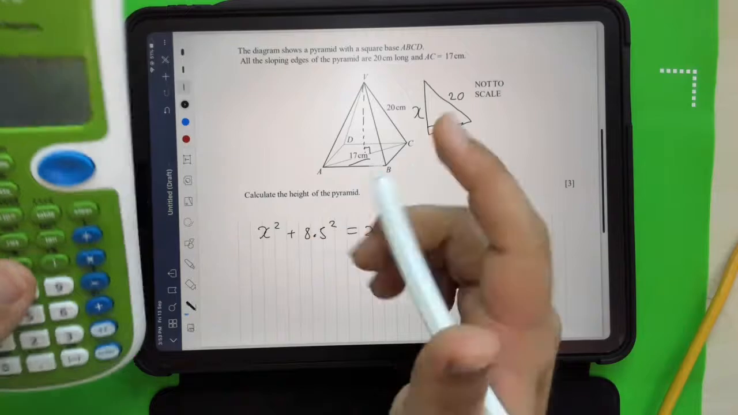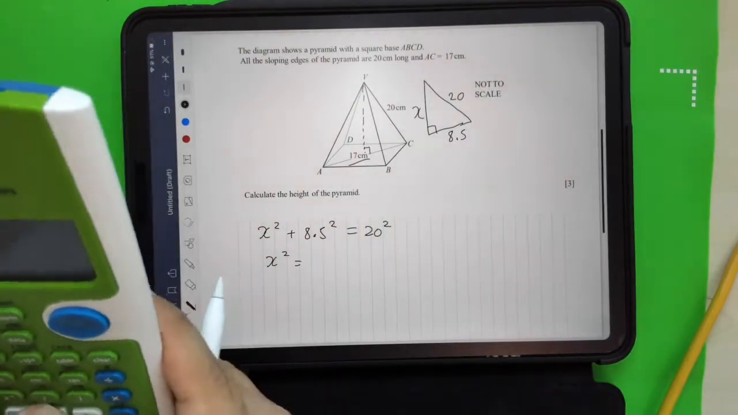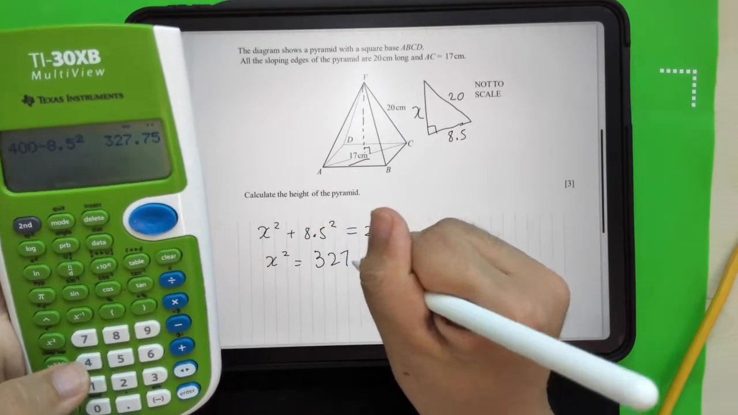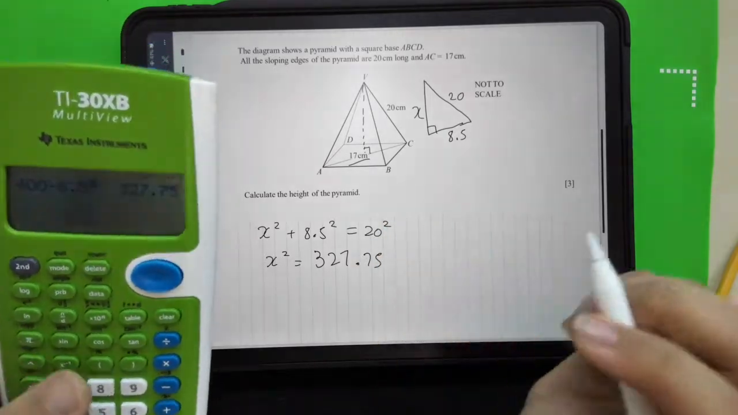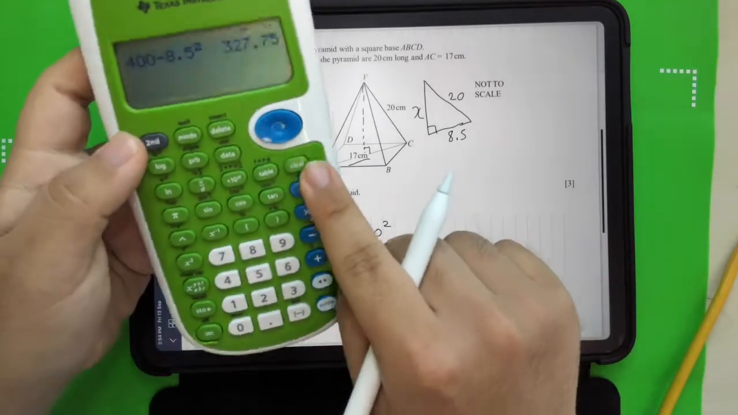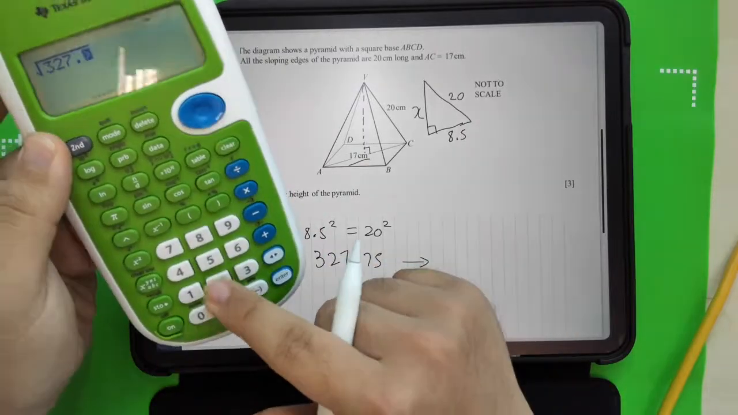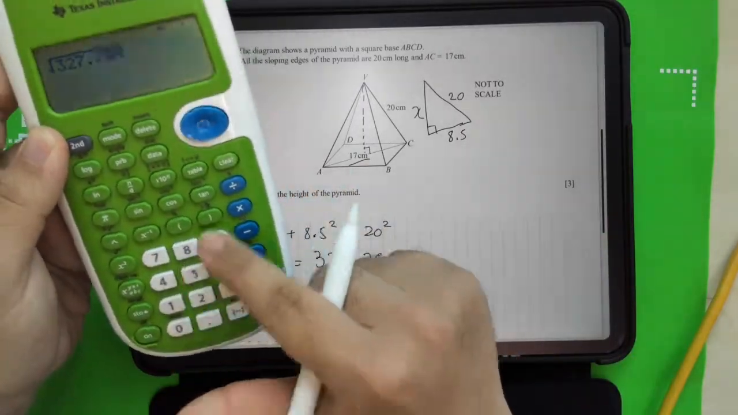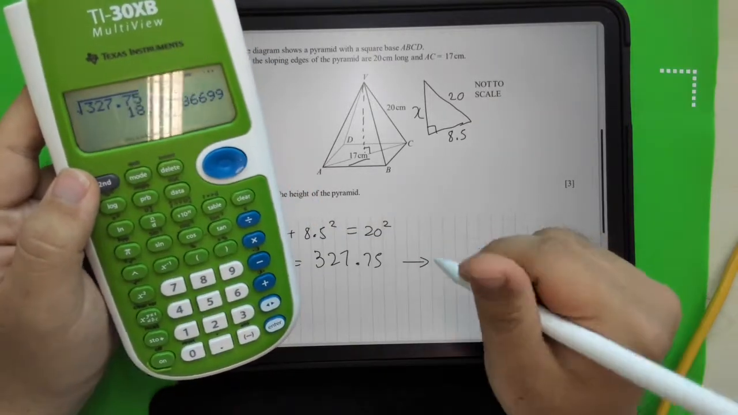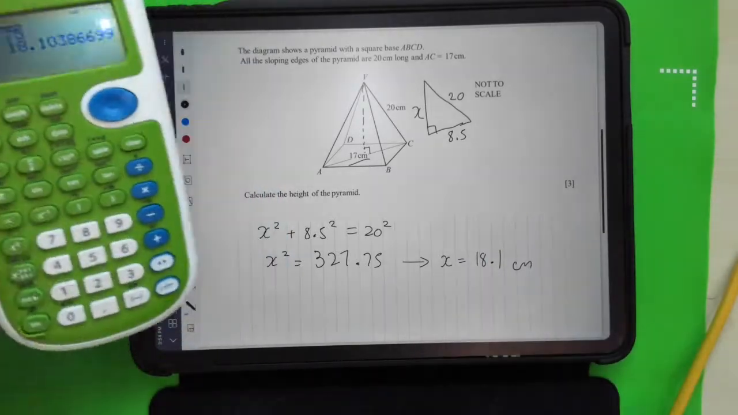By using the calculator, we can rewrite this equation as x squared equals 327.75. Now let's use the calculator to find the square root of this number so we can find x. So to do that, square root of 327.75 gives you, again, 3 significant figures unless stated. So that gives us x equals 18.1 centimeters.